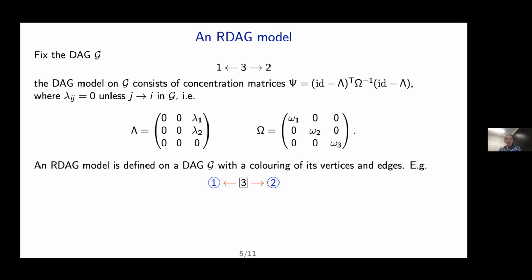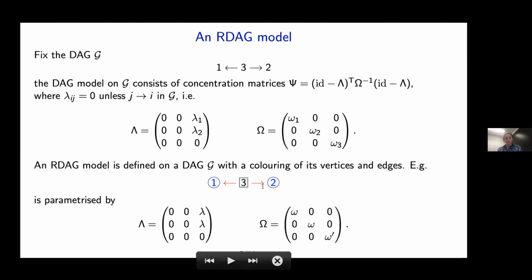So this is going to give us a different but somewhat related model to the uncolored DAG model. What does it look like? Well, if the colors of the edges are the same, then the 2 entries of the lambda matrix have to be the same.